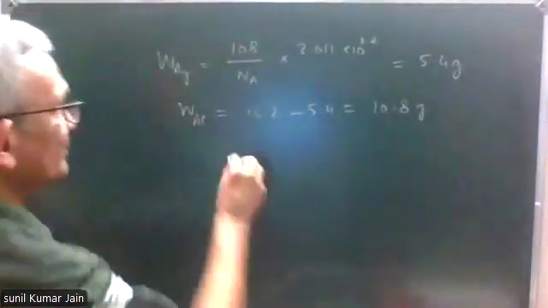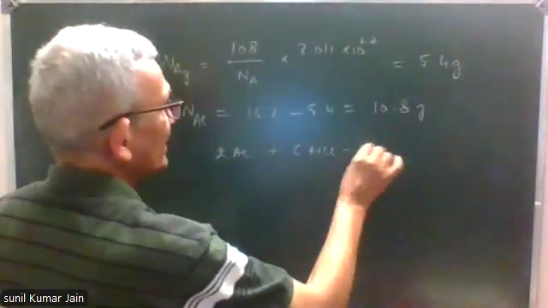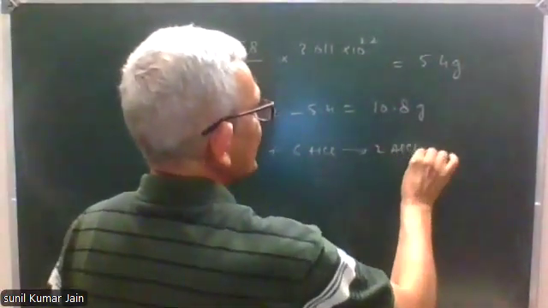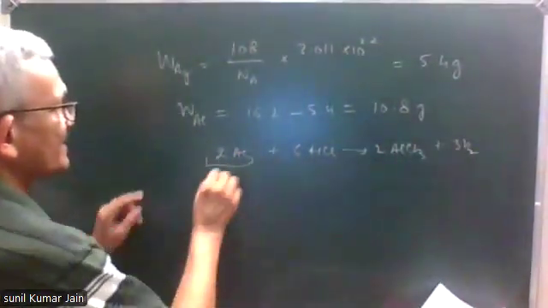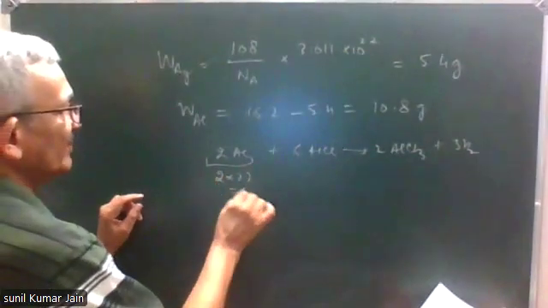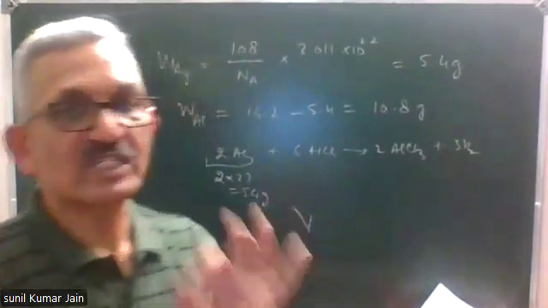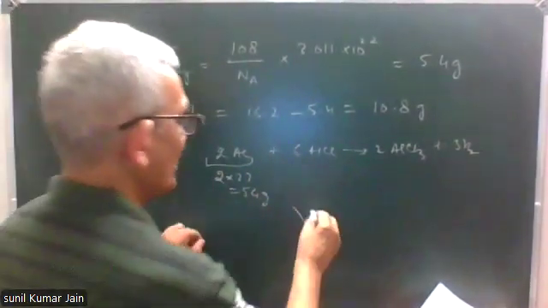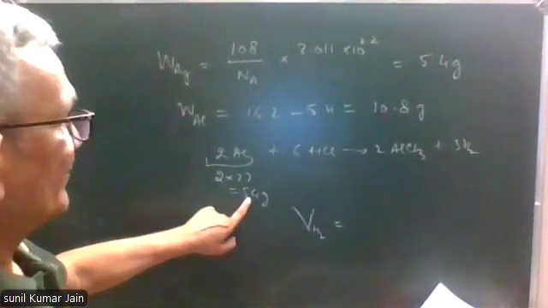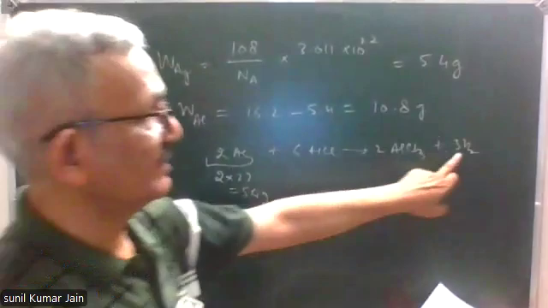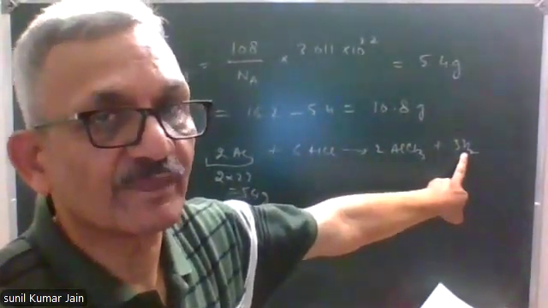Now I'm writing the equation. 2 aluminium plus 6 HCl gives 2 AlCl3 plus 3 hydrogen. This is 2 into atomic weight, 54 grams. The question is the volume of hydrogen produced. Look, 54 grams of aluminium will give 3 into 22.4 liters of hydrogen.